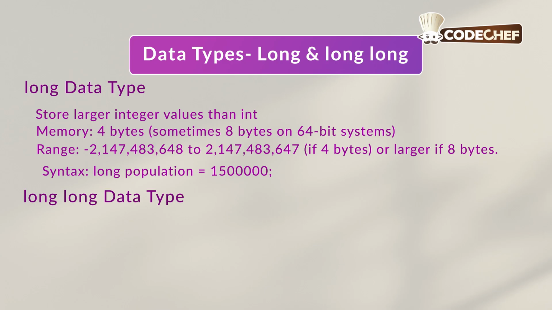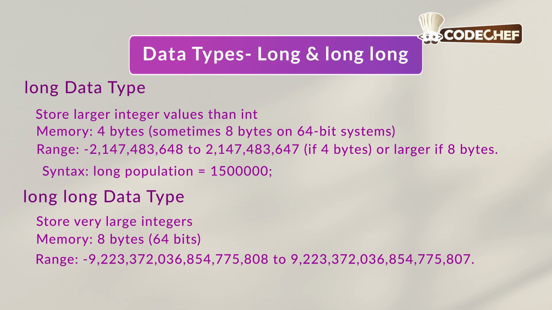Now coming to the data type long long. The long long data type can store very large integer values, and it usually takes 8 bytes, that is 64 bits of memory. You can see how large the typical range of this data type is, and this type is ideal for storing huge numbers such as large IDs, big calculations or scientific data.